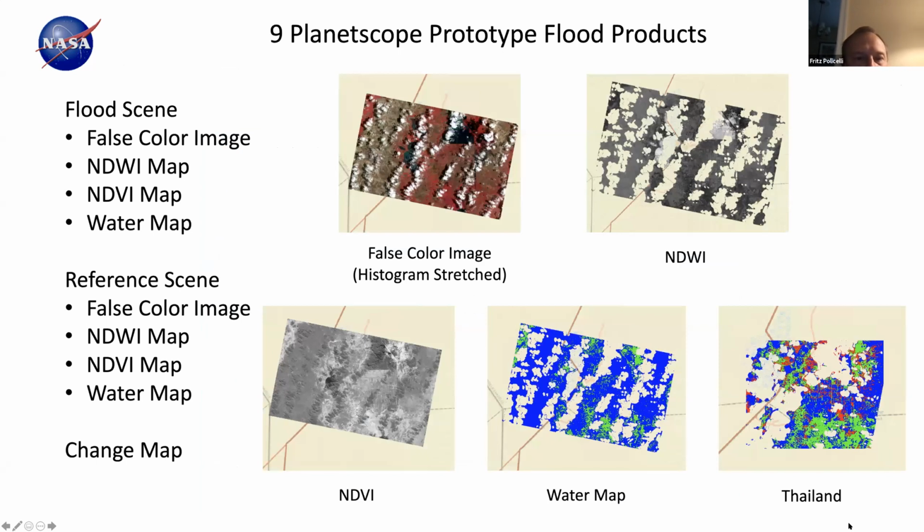Okay, so 9 PlanetScope products initially. For the flood scene, we're going to provide a false color image, NDWI map, NDVI map, and a water map. Those are just some examples shown there. Of course, cloud cover is an issue with the optical data. And for the reference scene, if you request one, you would get a choice of up to the same 4 products: false color, NDWI, NDVI, and water map, and then a change map.